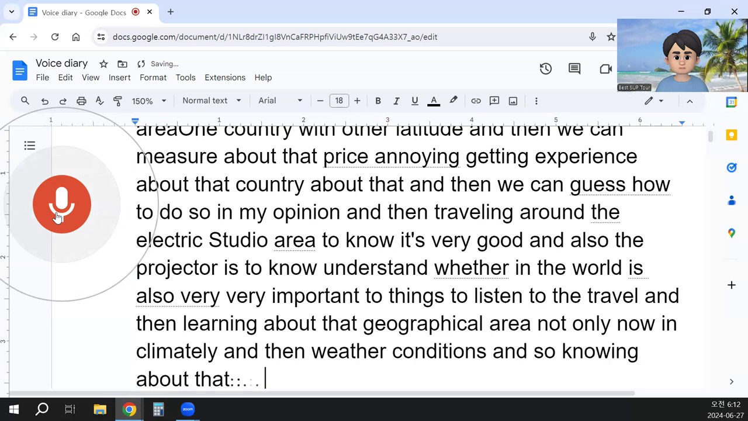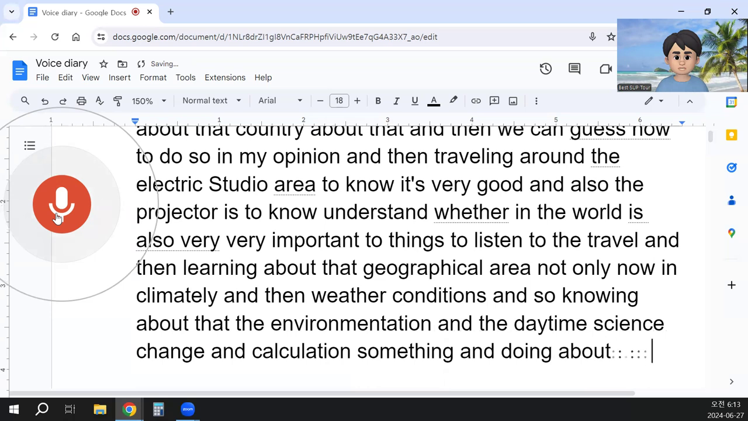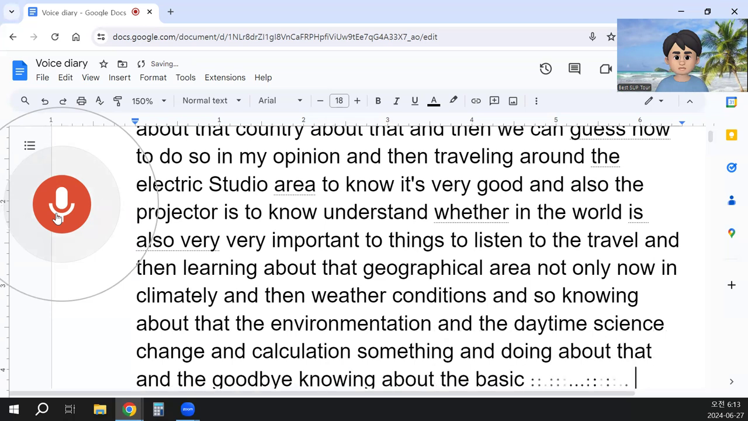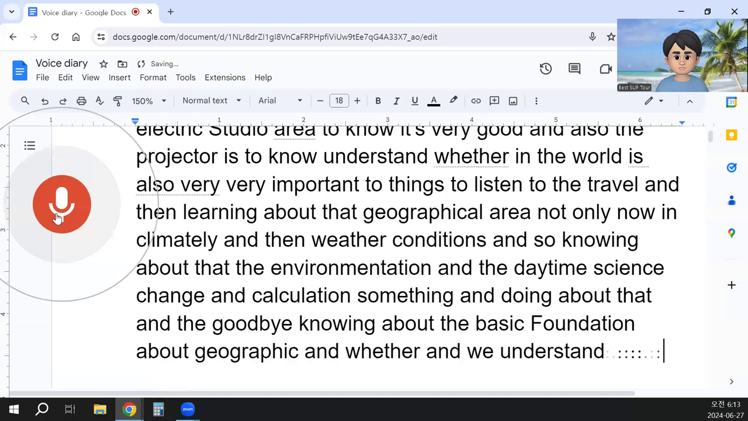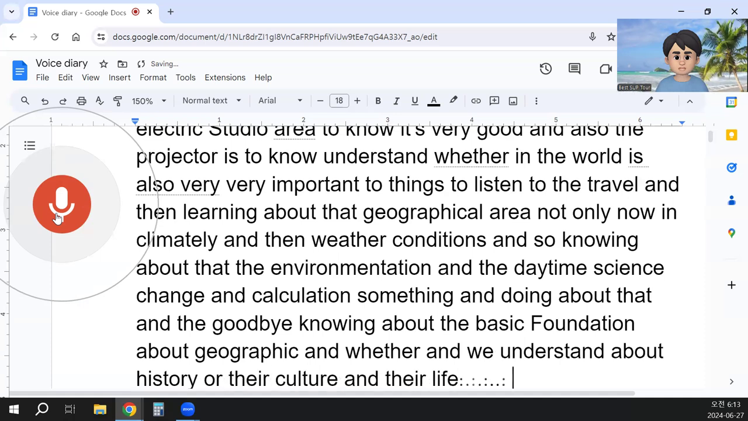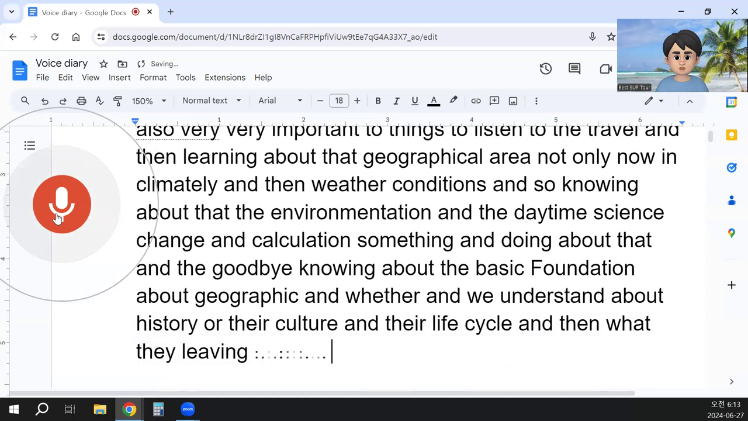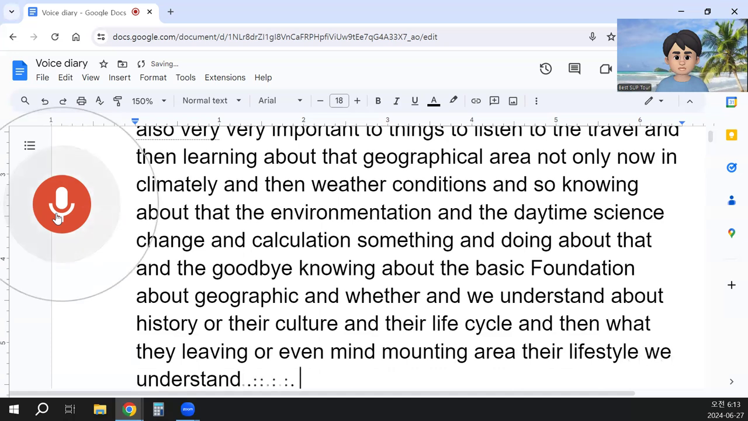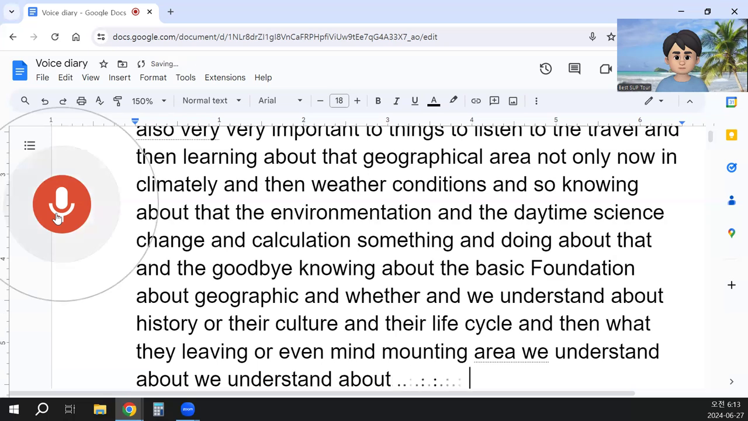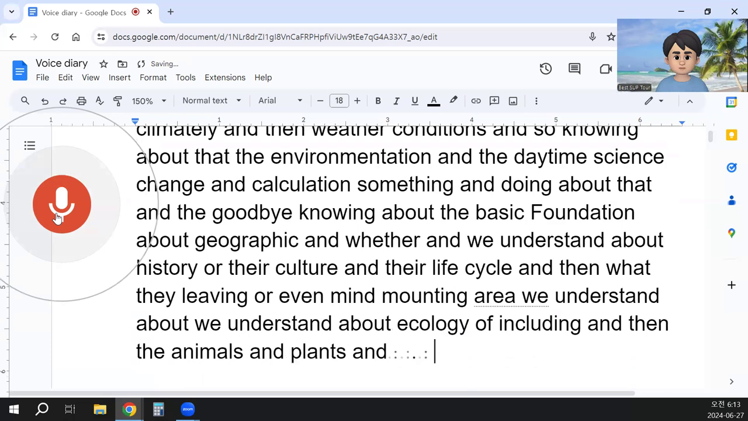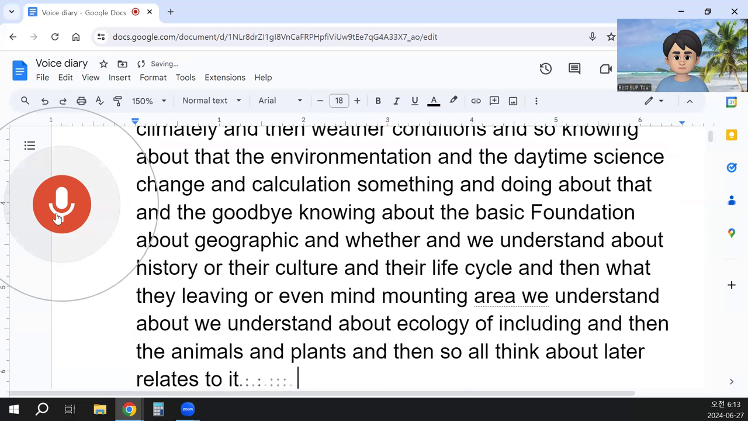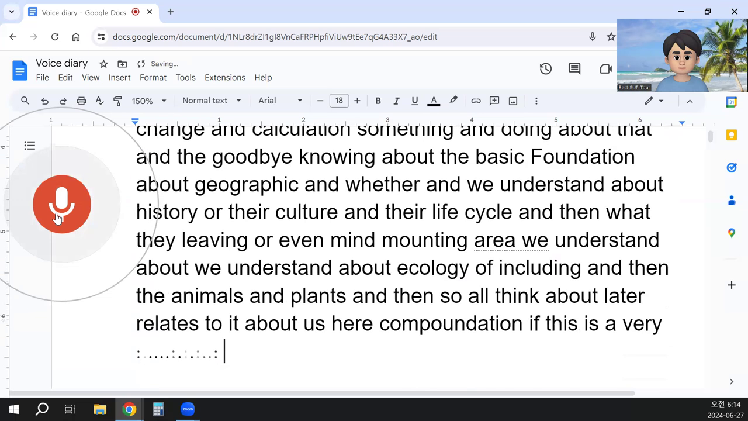And so knowing the whole environment means knowing the geography, the weather, the climate, the daytime changes and calculations. By knowing the basic foundation of geography and weather, we understand history and culture and their life cycle, and whether they live with agriculture or fishery or in a mountain area, we understand their lifestyle. We also understand the ecology, including animals and plants, all things related to this foundation. This is a very important part. How interesting.